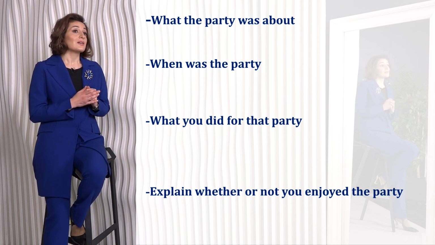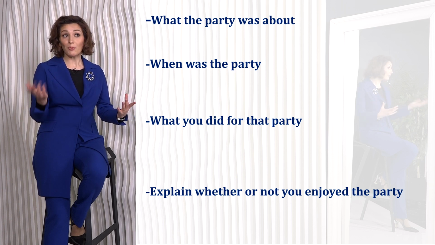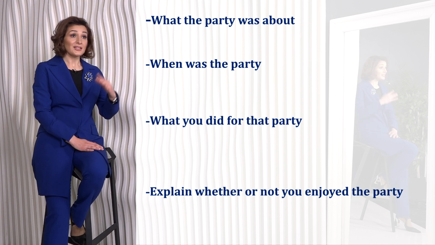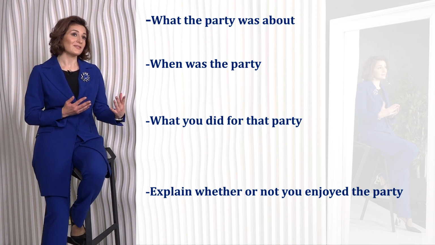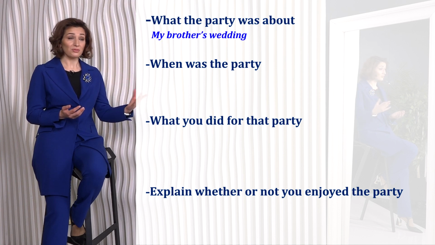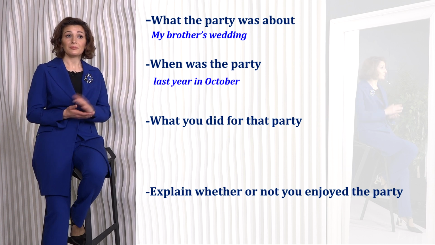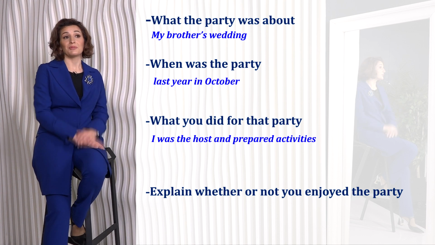For example, describe a party. And you should say what the party was about, when was the party, what you did for that party, and finally explain whether or not you enjoyed the party. I take a quick look at all the sub-questions and decide on the main ideas and write them on the paper. So, what the party was about, I write when was the party, what you did for that party, and explain whether or not you enjoyed the party.